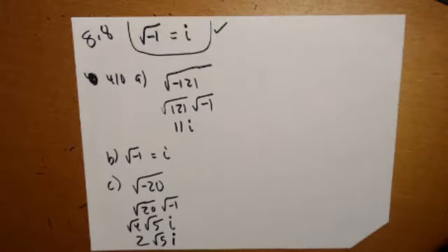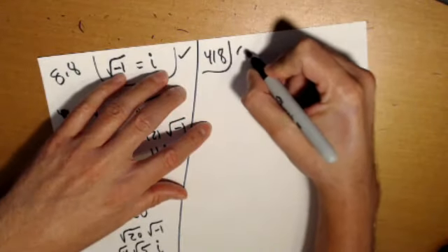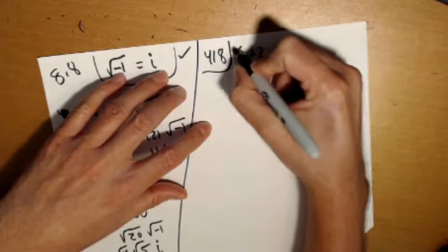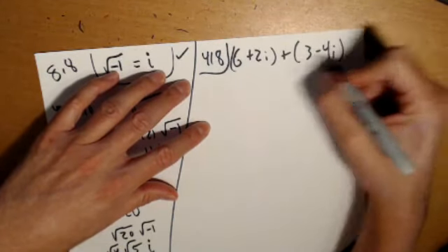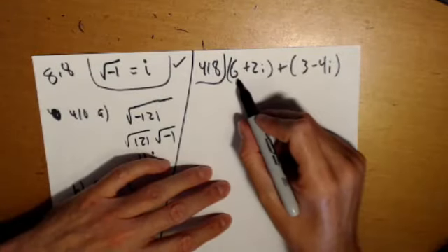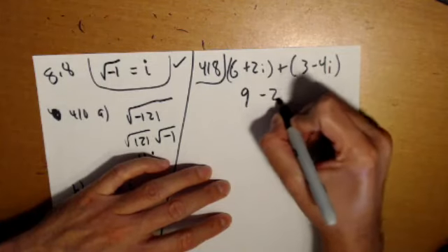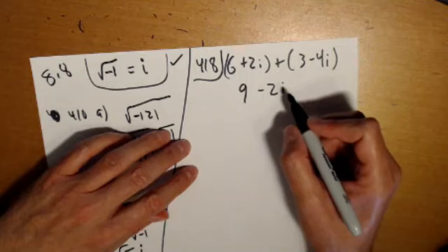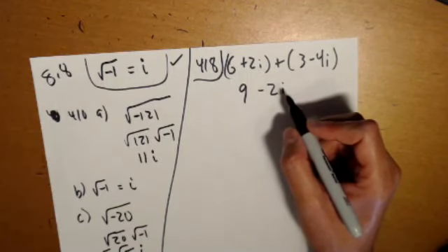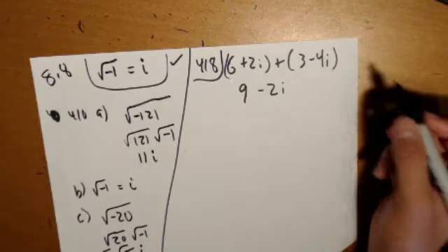Okay. Let's try 418. It says 6 plus 2i plus 3 minus 4i. So i, just think of it like a variable. So there's 6 plus 3 is 9. 2i minus 4i is minus 2i. Okay. So adding and subtracting those, no big deal.